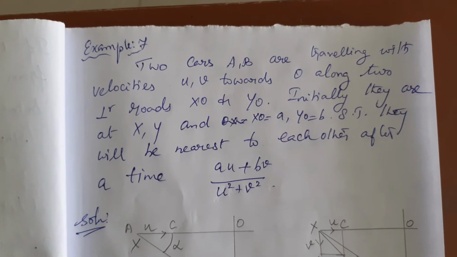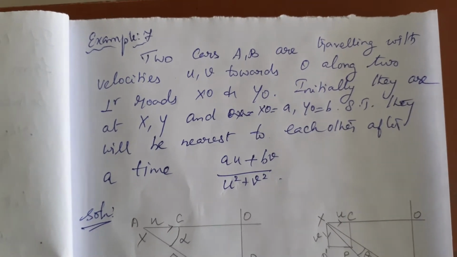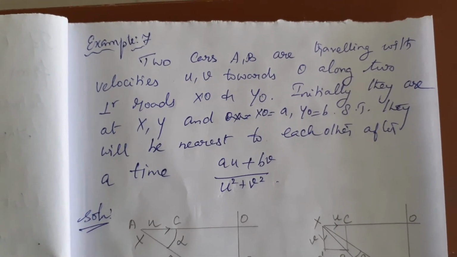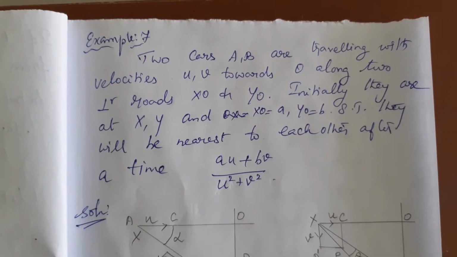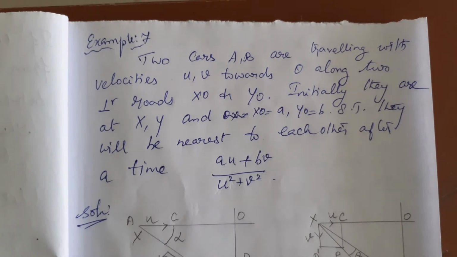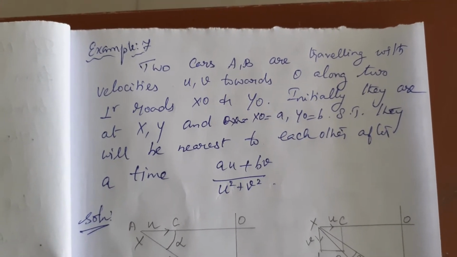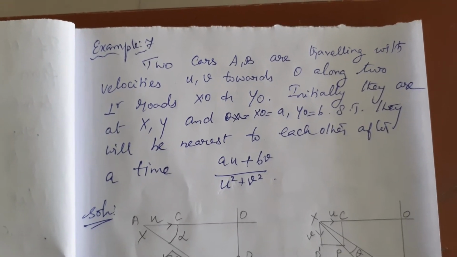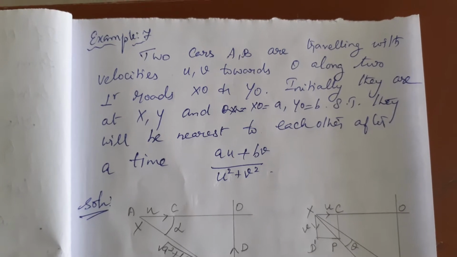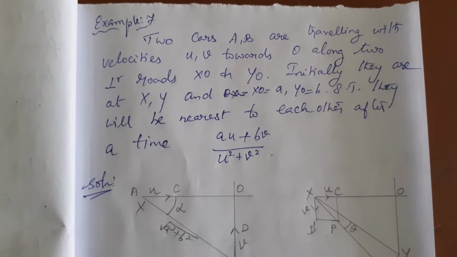Two cars A and B are traveling with velocities u and v towards O along two perpendicular roads XO and YO, that is, horizontal and vertical axes. Initially they are at X and Y, and XO is small a and YO is b. Show that they will be nearest to each other after a time (au + bv) by (u squared + v squared).